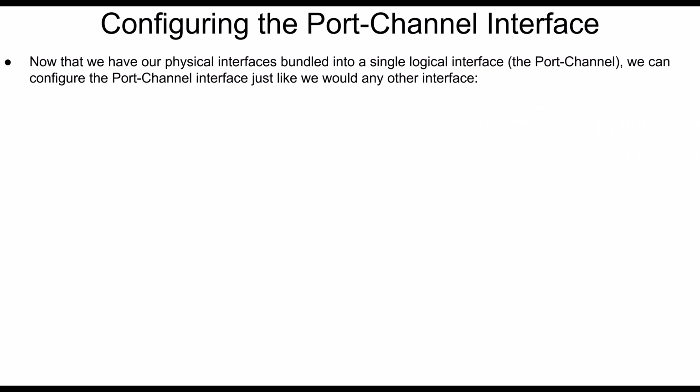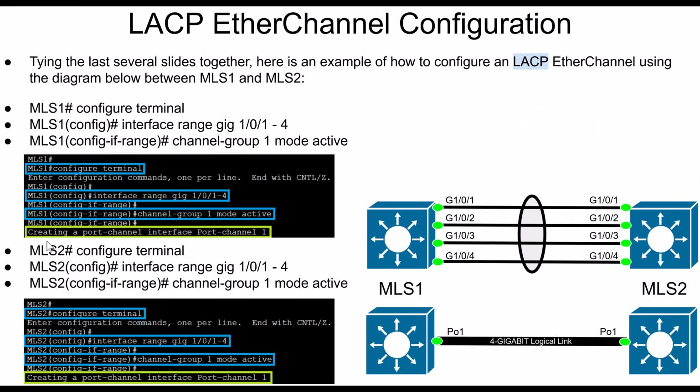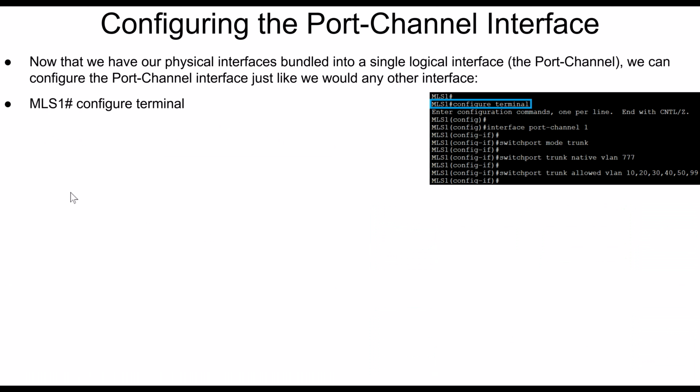Now remember, going back, as soon as we entered this command, group 1 mode active, you get a little message that pops up, says creating a port channel interface called port channel 1. Okay, now we have that virtual interface. All right. So we're going to go into interface configuration mode, specifically into interface port channel 1. So this is just like entering configuration mode for gig 0/1 or gig 1/1 or whatever. But we're just entering interface configuration mode for the virtual interface port channel 1.